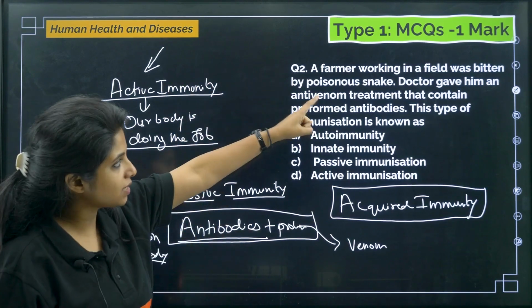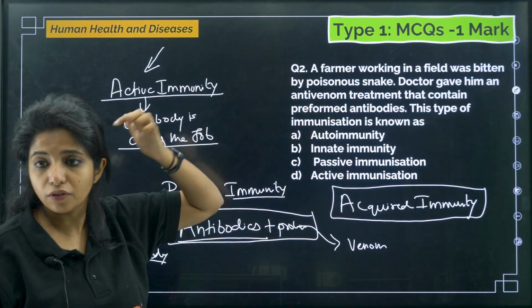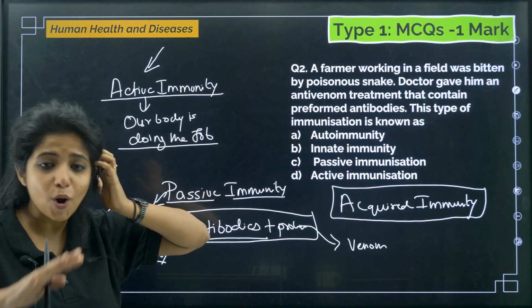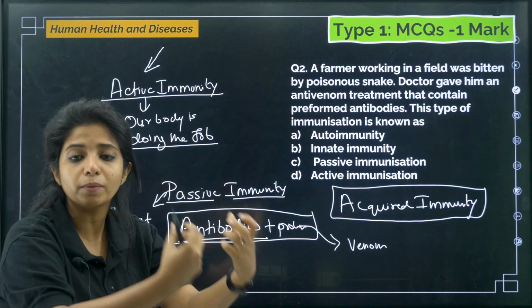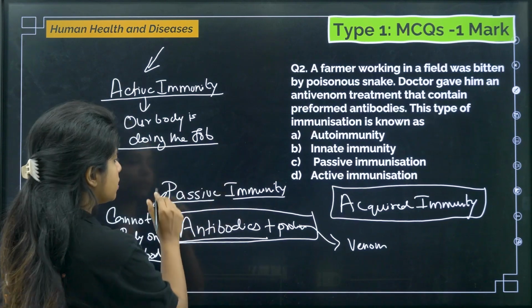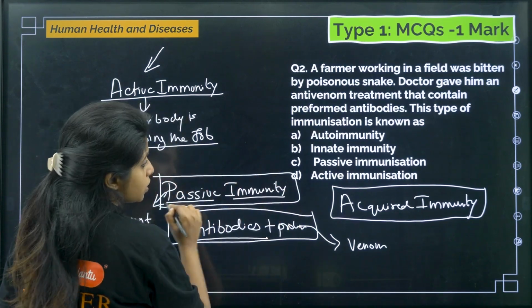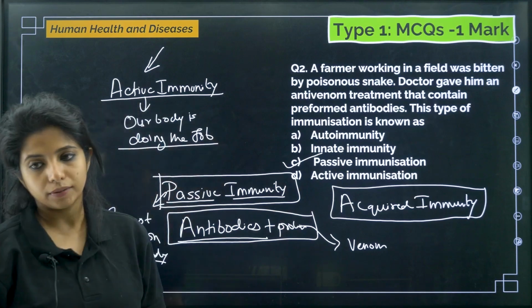Okay, so this example that is given over here, where the farmer is working in a field and was bitten by a poisonous snake, I cannot wait for my body to release antibodies, but I have to give preformed antibodies to that particular person. This is an example of passive immunization, or this is known as passive immunity, my dear children.